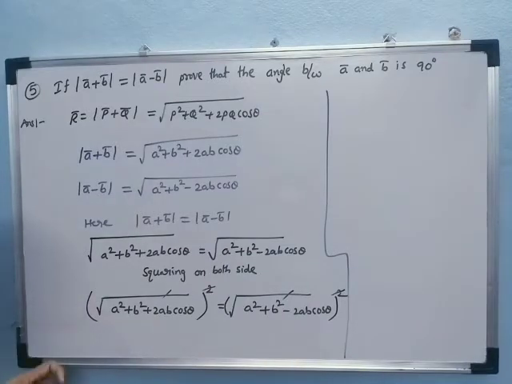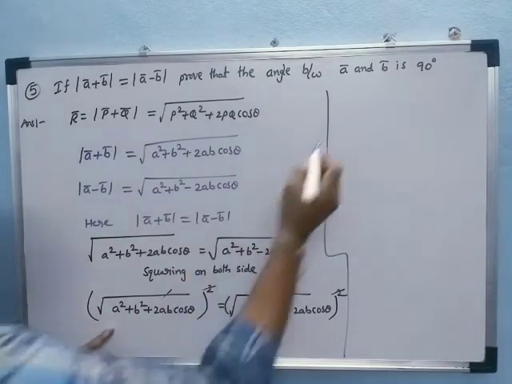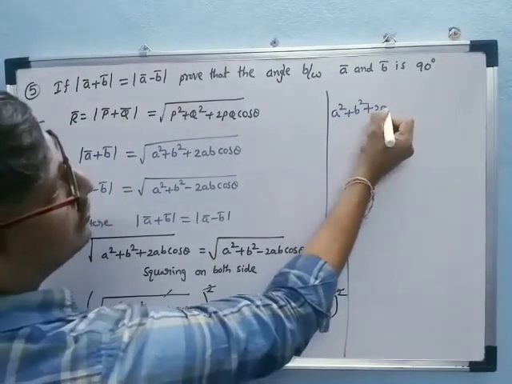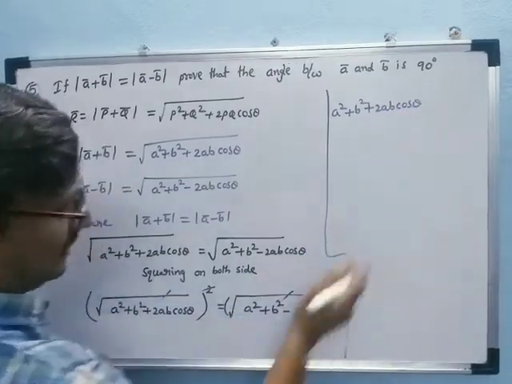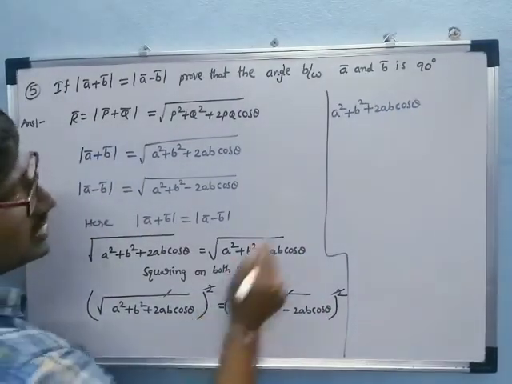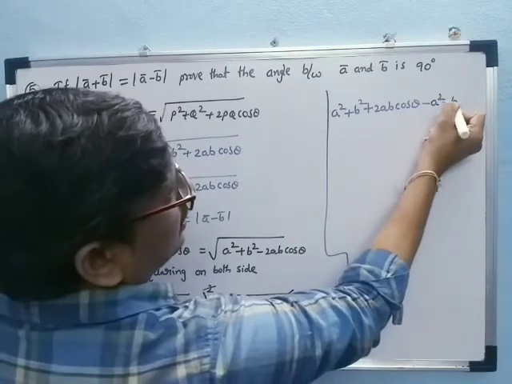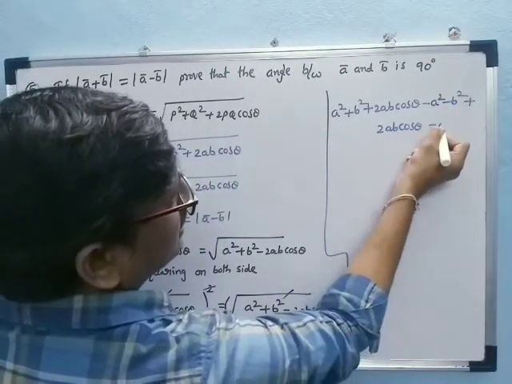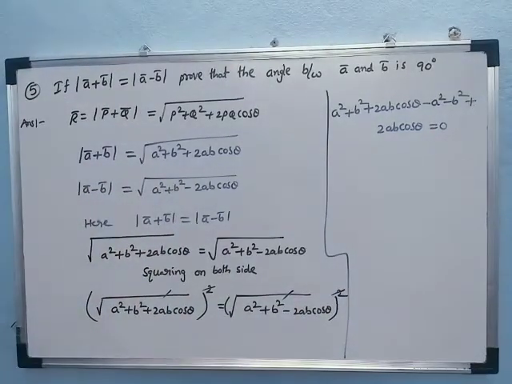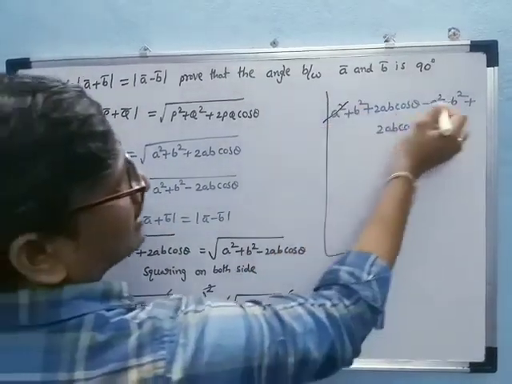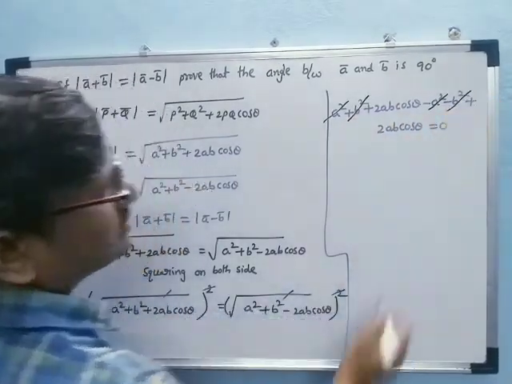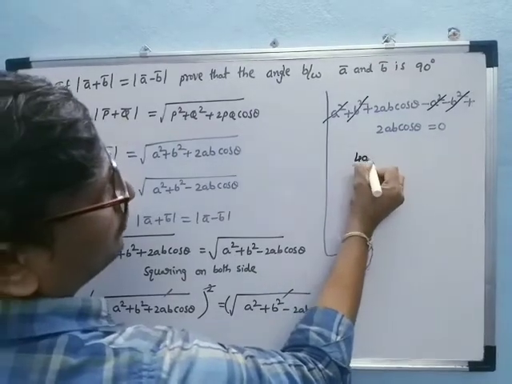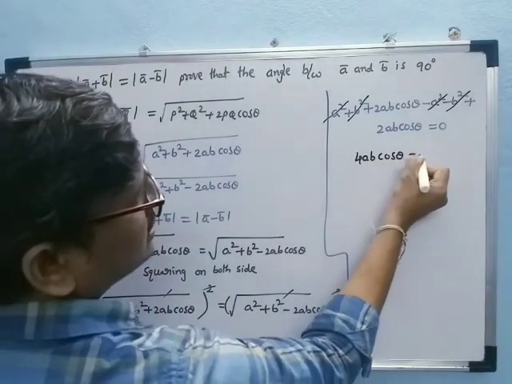See, what will change here? Then we can write a square plus b square plus 2ab cos theta, and the right side value is taken to the left side, minus a square minus b square plus 2ab cos theta equals 0. Now the plus a square and minus a square cancel, plus b square and minus b square cancel. 2ab cos theta plus 2ab cos theta equals 4ab cos theta equals 0.